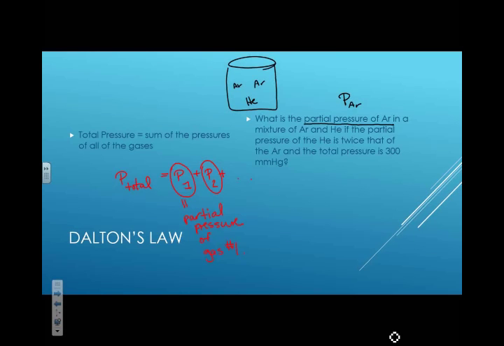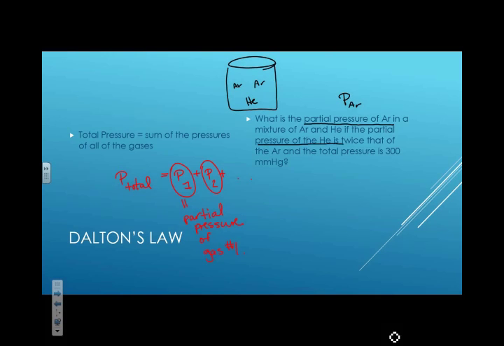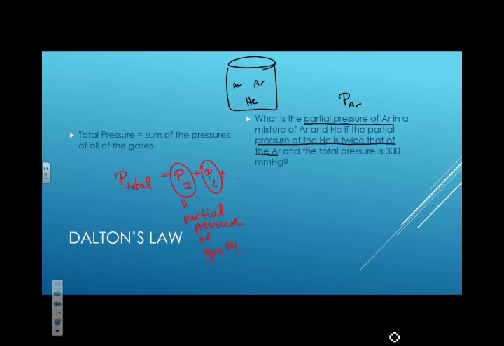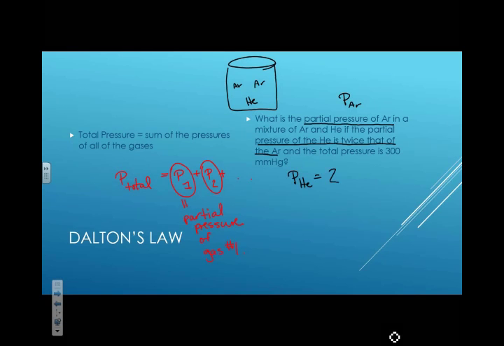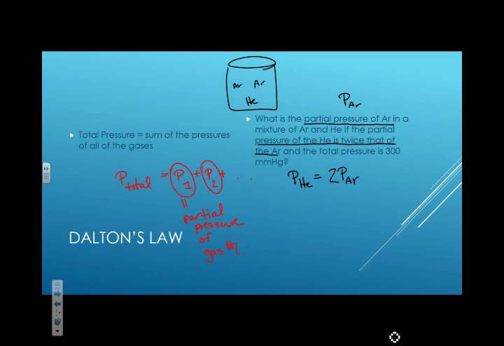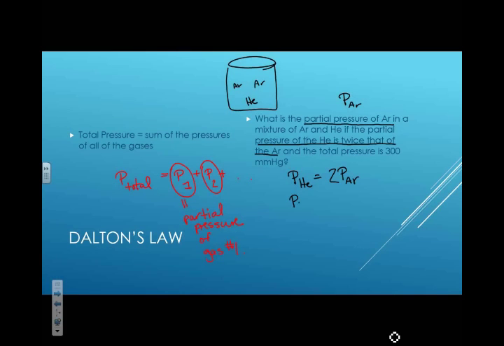And we know that the pressure of the helium is twice that of the argon. So the pressure of the helium is 2 times that of the pressure of the argon. And then we also know that the total pressure is equal to 300 millimeters of mercury.